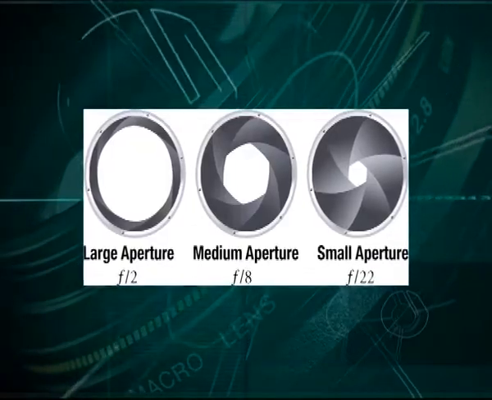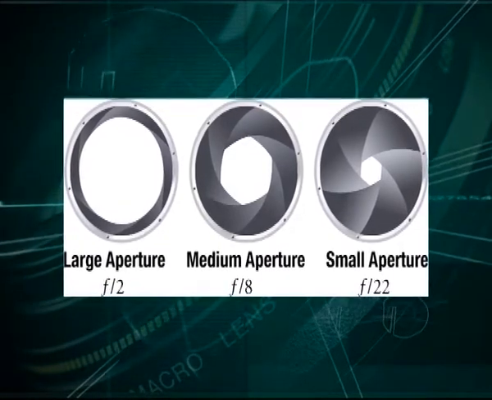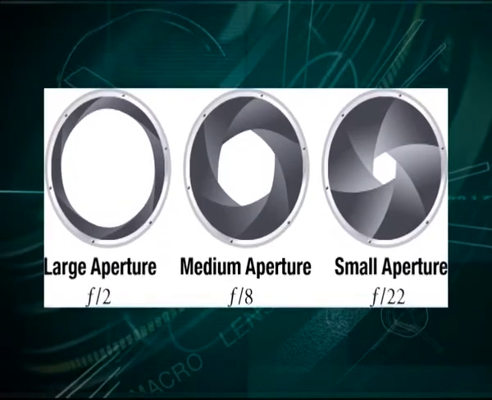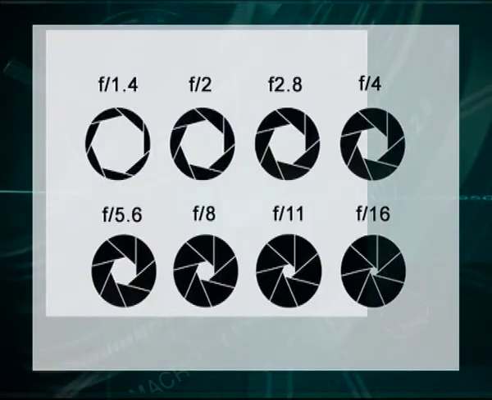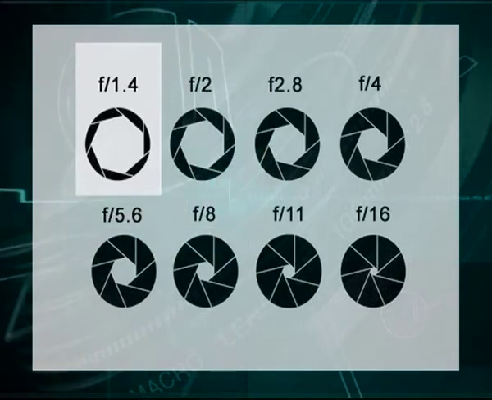So, when a photographer wants very little light to enter the camera, he sets the f-stop setting at f/8. But when he needs a large volume of light, he changes the setting to f/1.4.